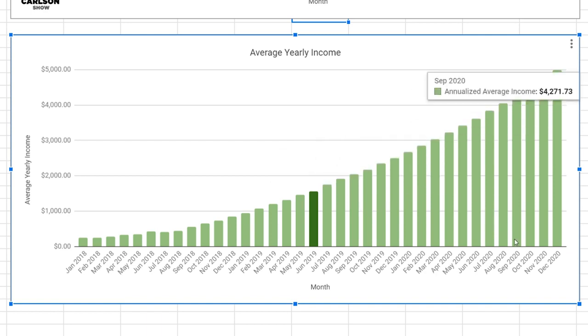So if I went to September 2020 again, $4,271 a year. What I'm doing is I'm constructing a passive stream of income that will grow month over month. And again, the idea is to grow this to the point where it's not giving me 4,000 a year, it's giving me like 4,000 a month.